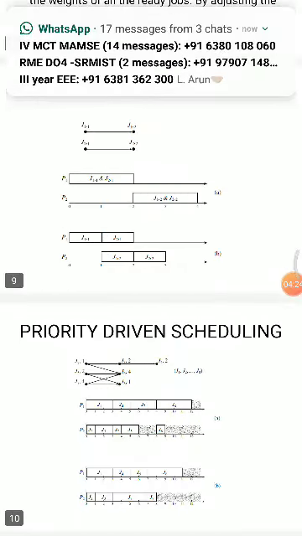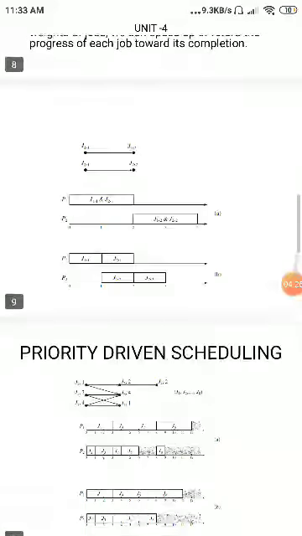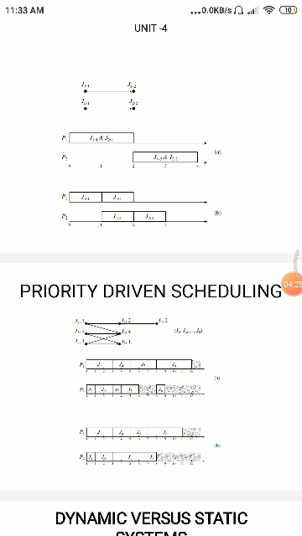The next one is priority based scheduling. Up to this point we have seen the clock driven approach and the weighted round robin approach, which are scheduling mechanisms in a real time scenario. In the following classes we are going to see priority based scheduling and dynamic versus static systems. Thank you.